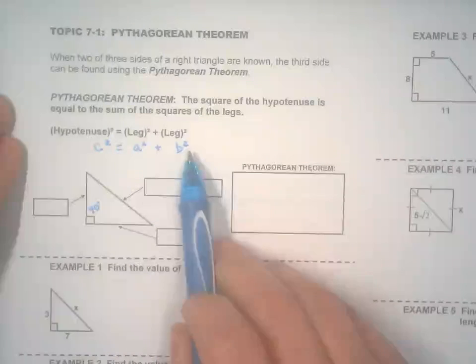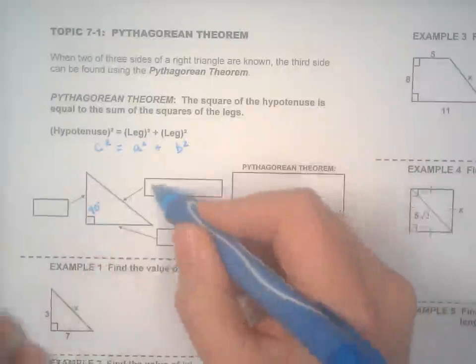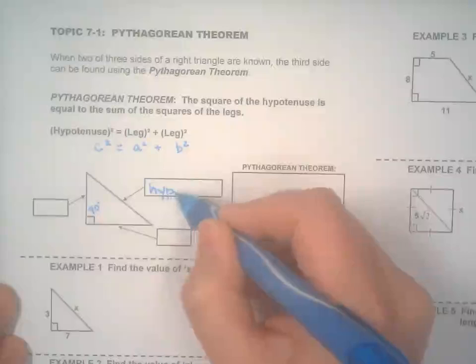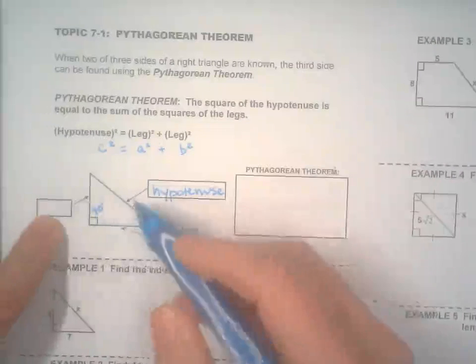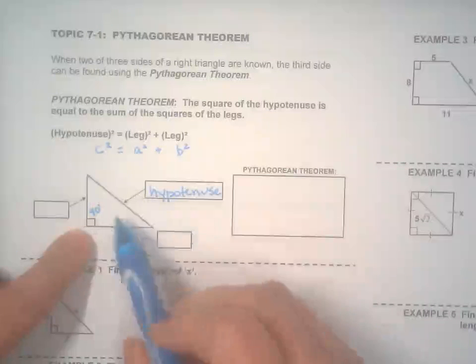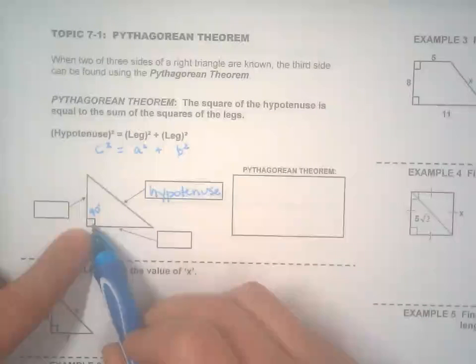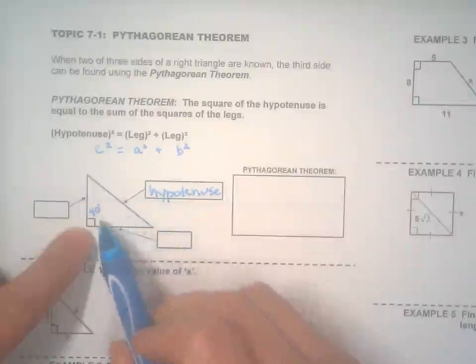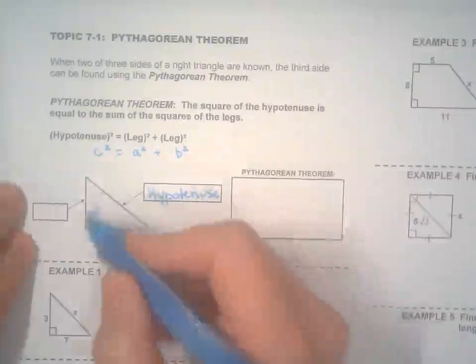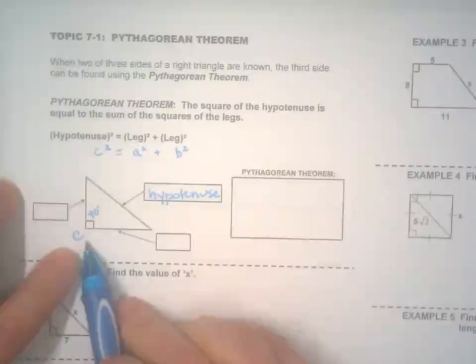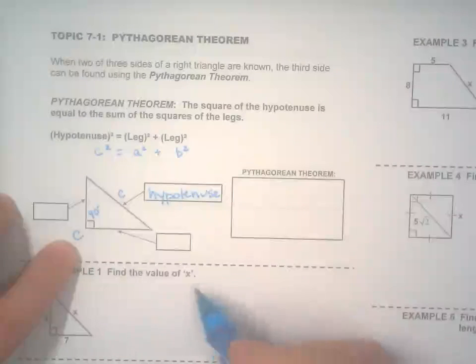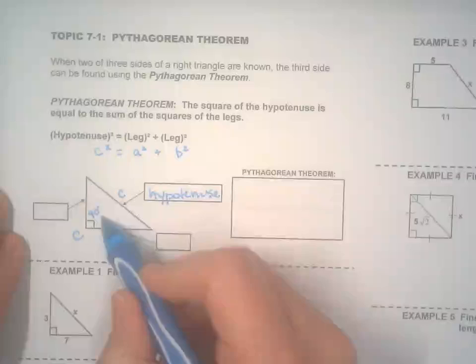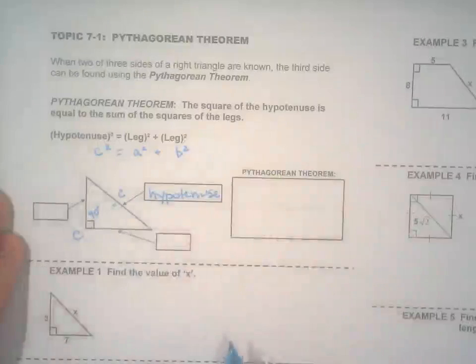That's what that is. And then here we have the hypotenuse and the legs. The hypotenuse is always the longest one. It's the one that is across from the 90-degree angle, the right angle. If this is capital letter C, this is the lowercase c for the side. It's always across, the farthest out.